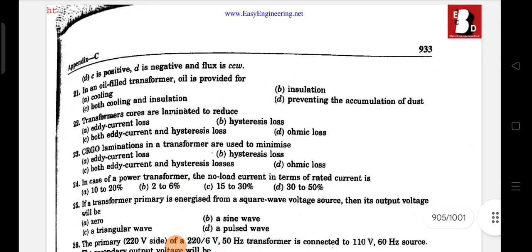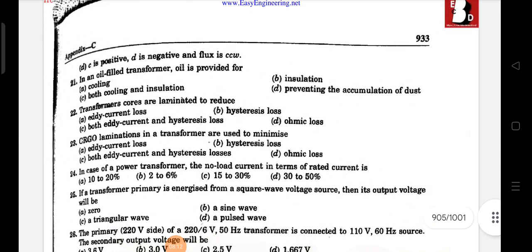Next, okay, in an oil filled transformer, the oil serves two purposes: oil provides cooling as well as insulation. Okay, that means from the given question the answer is it provides cooling and insulation, right? That means the 21st answer is C.